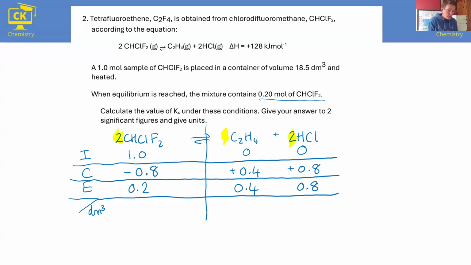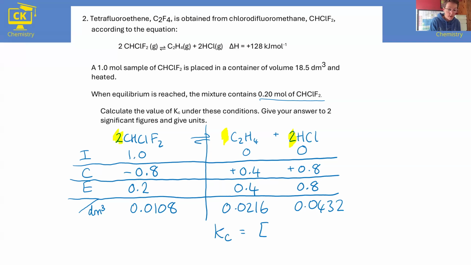So I do 0.2 divided by 18.5, which is going to give me 0.0108. Do not round this number too much. I would leave it to 3 significant figures, even though we're going to do the last bit to 2 significant figures. And then I would go 0.4 divided by 18.5, 0.0216, and then 0.8 divided by 18.5 is going to be 0.0432. Then you just got to be careful when you put that into the Kc expression because it has not given you the Kc. Don't rush it again.